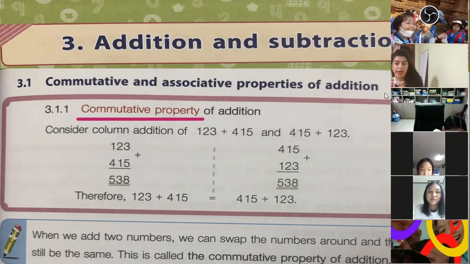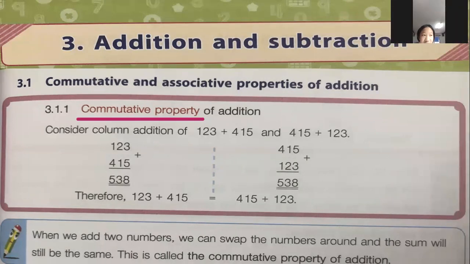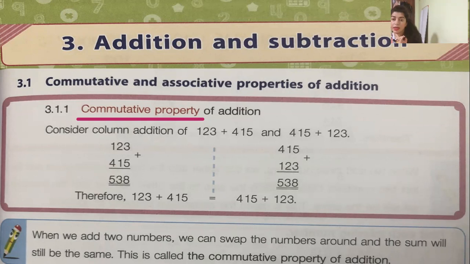You're right. And Bonus, please make an example for it. 150 plus 500 and 500 plus 150. Very good. Thank you so much. So they are commutative property.